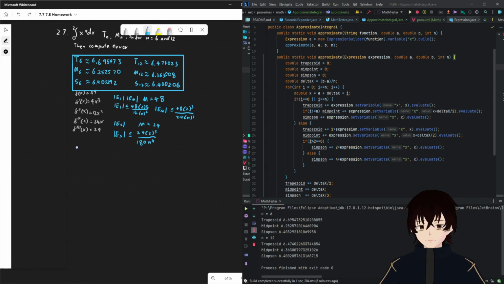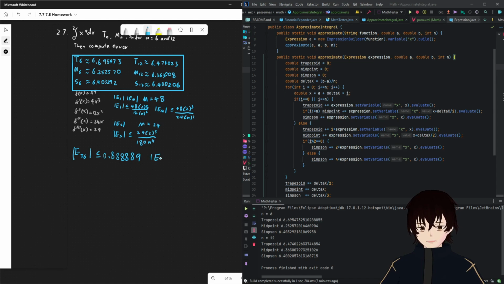So error of T6 is going to be less than or equal to, let's calculator time, 48 times 2 to the power of 3 divided by 12 divided by 6 squared. Hang on. So this is 0.88889.